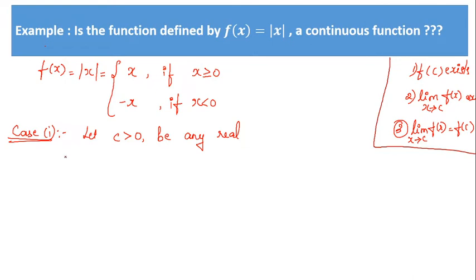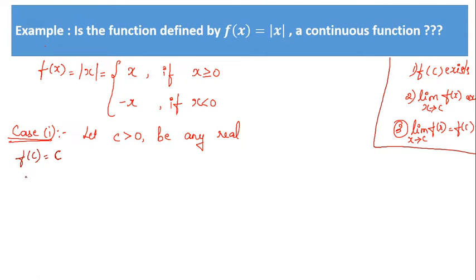So case 1, c is greater than 0. Then what is f of c? We know that if x is greater than 0, according to the definition of the modulus function, f of x is x itself. So f of c is c. Since c is a finite value, definitely this exists.